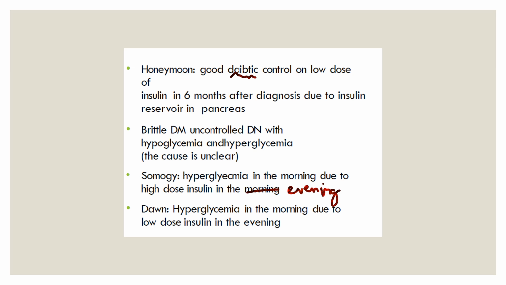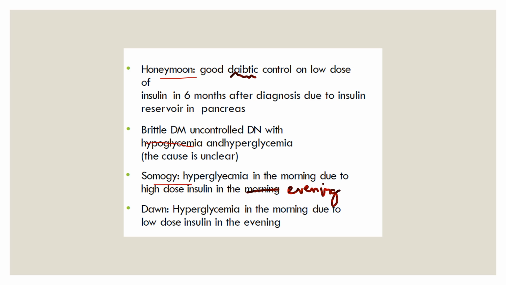Okay, there are certain terms with diabetes. Honeymoon phase is when there is good diabetic control on a low dose of insulin, usually in the first 6 months after diagnosis, because there is an insulin reservoir in the pancreas, so that is acting. That is the honeymoon phase. Now, brittle DM is where there is hypoglycemia and hyperglycemia, which is like an uncontrolled DM.